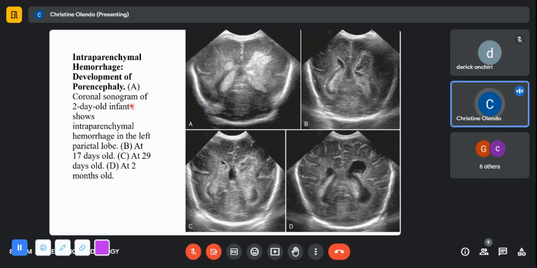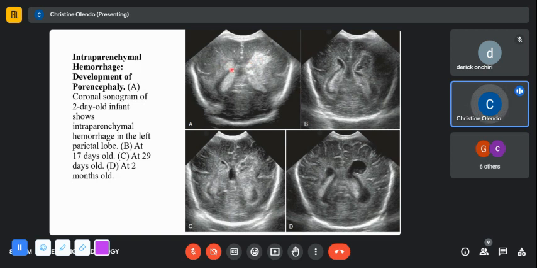These are cranial sonograms of a 2-day-old infant, which show the progression. Image A was at 2 days, B was at 17 days, image C was at 29 days, and D was at 2 months old. So here we're seeing an intraparenchymal hemorrhage, which is echogenic. It's not really well defined. It's on the left, right next to the lateral ventricle.